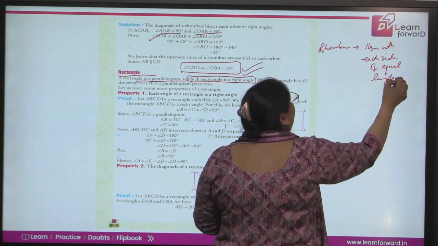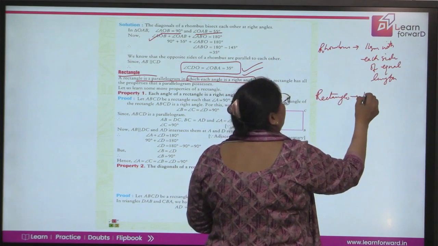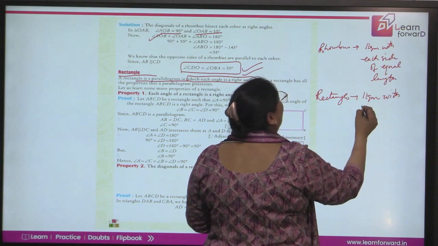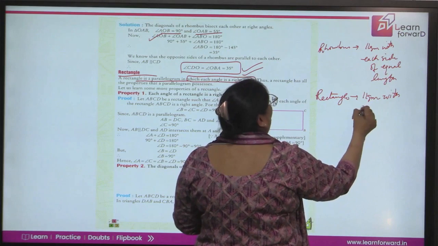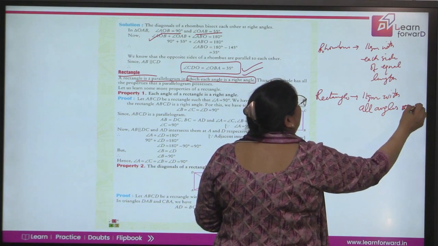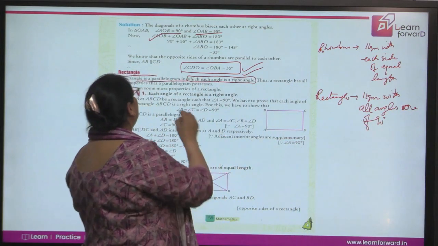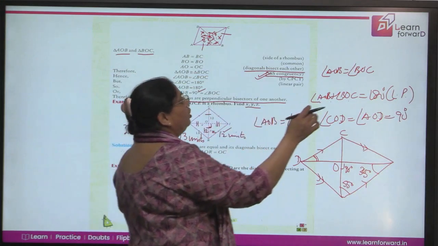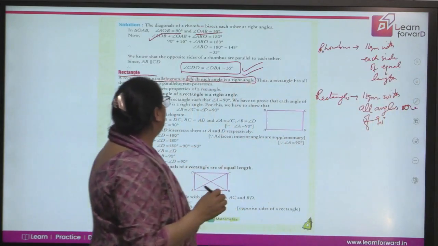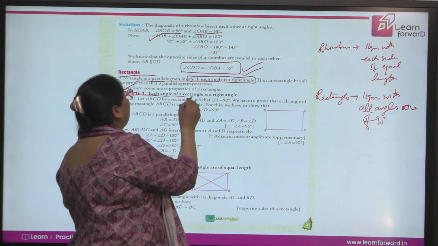And a rectangle is also a parallelogram in which all angles are 90 degrees. This is the difference between a rectangle and a parallelogram. So we are now going for the first property of a rectangle.